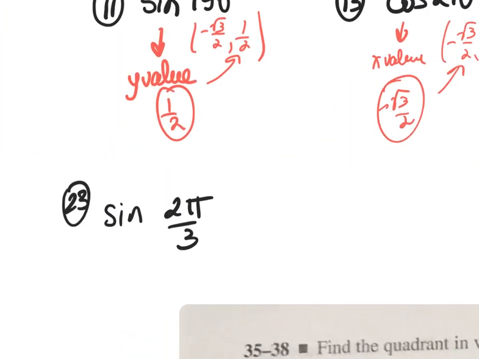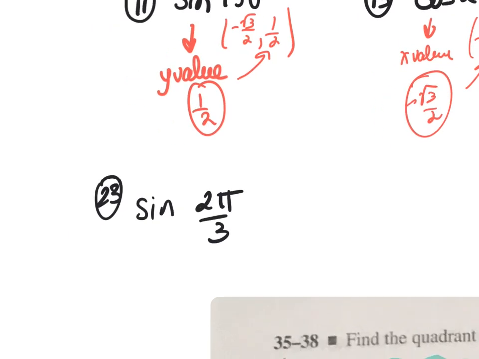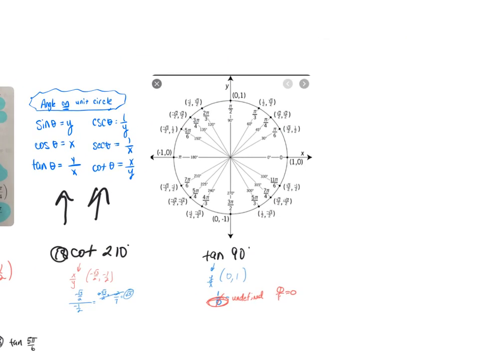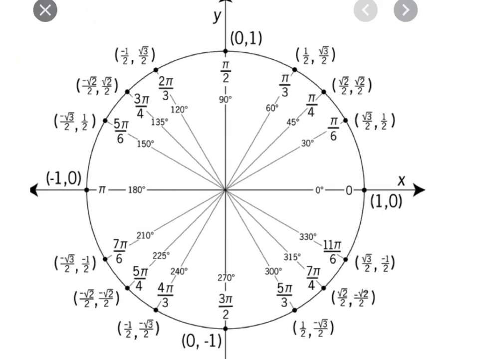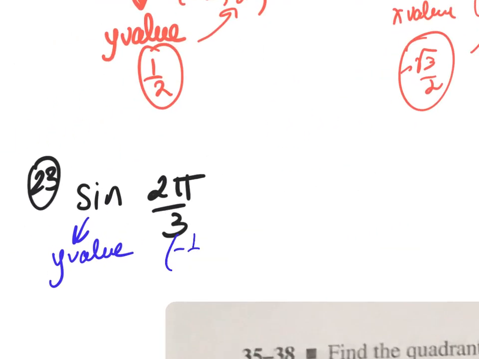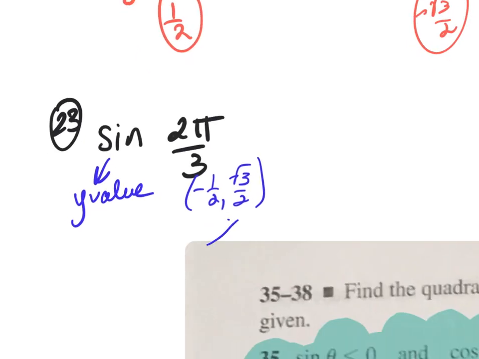Same thing goes here, guys, for radians. I look and I say I want the sine. Sine is the y value. So what is the ordered pair at 2 pi over 3? I look at 2 pi over 3. It's negative 1/2, root 3 over 2. And the y value is right here. So my answer would be root 3 over 2.